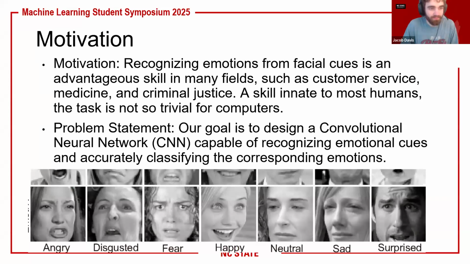So our motivation was to create a model that would be able to recognize human expression to better bridge the gap between machine and emotion. We wanted to make this a convolutional neural network because we felt that it was the best for the images that were the inputs and outputs of the data set, which I'll get to in just a second.